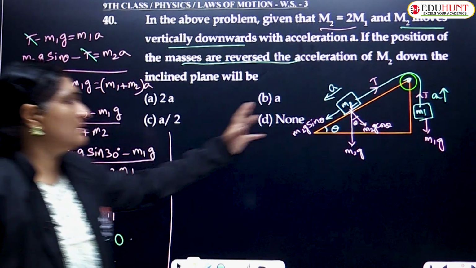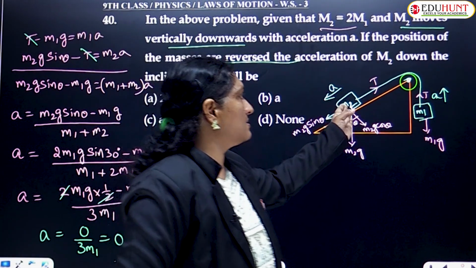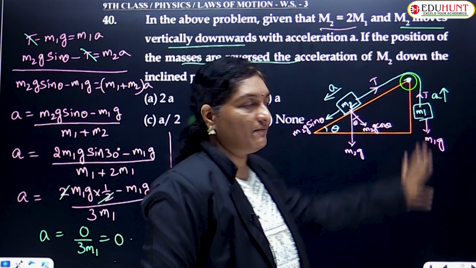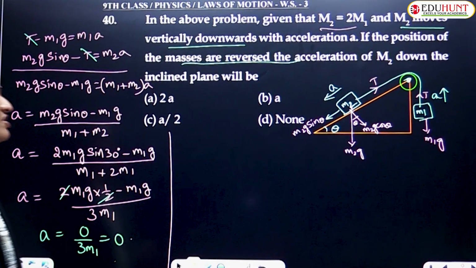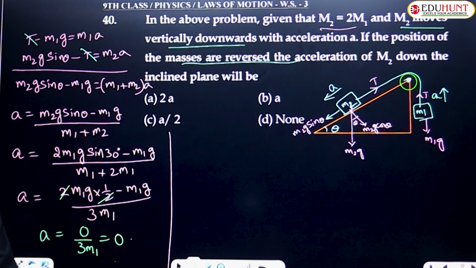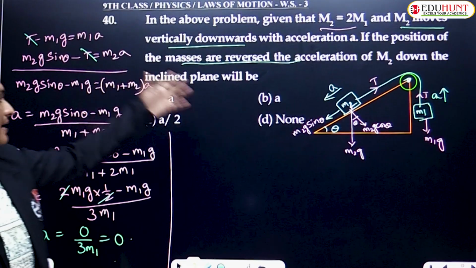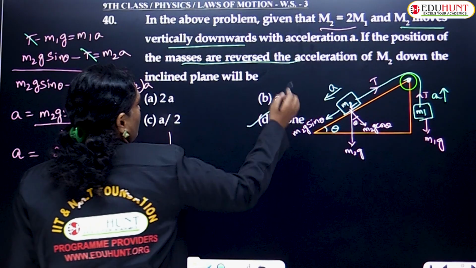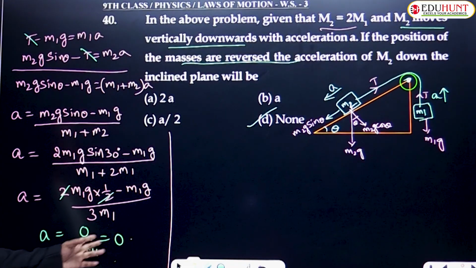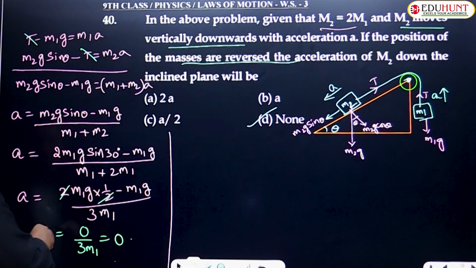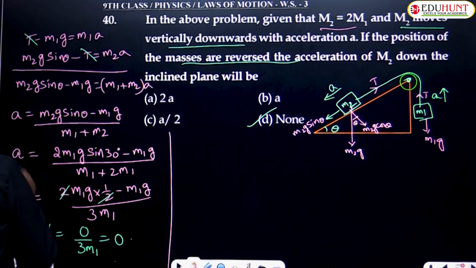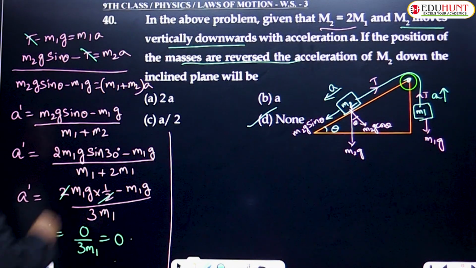So when the system is interchanged, instead of M1, M2 is taken, instead of M2, M1 is taken. When such interchanges are brought, the acceleration of the system is again found to be 0. But here that 0 is not there in the answer. So let us go with option number 4, that is none of the above. Clear, children? So the new acceleration of the system after interchanging was found to be 0.